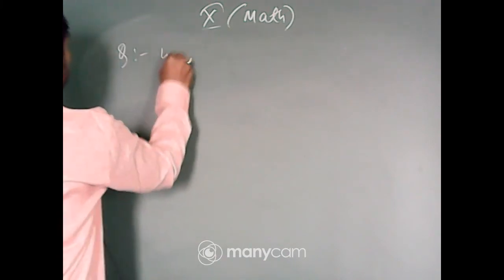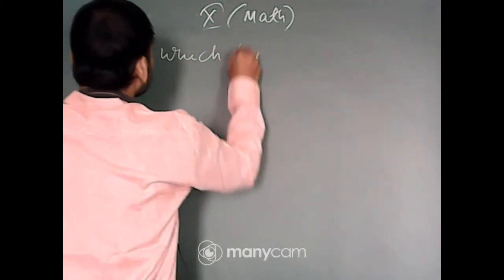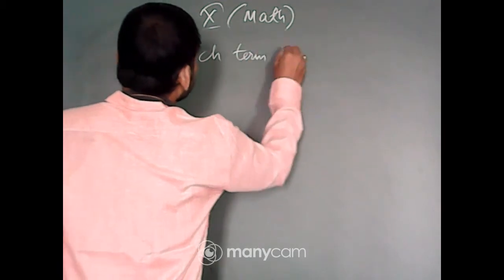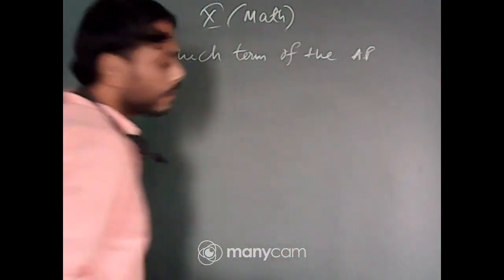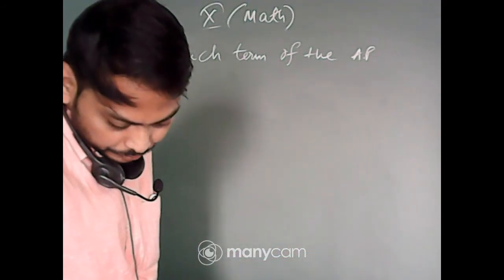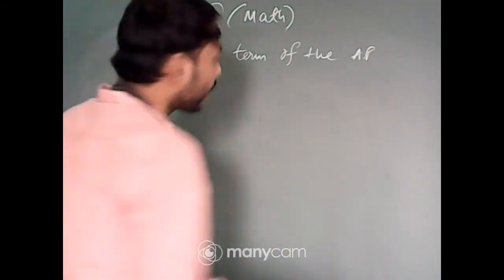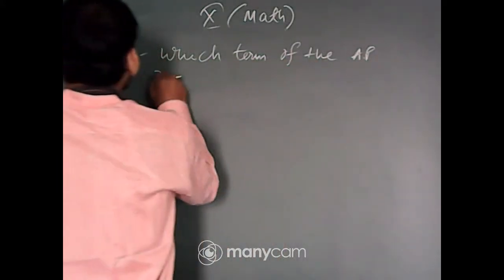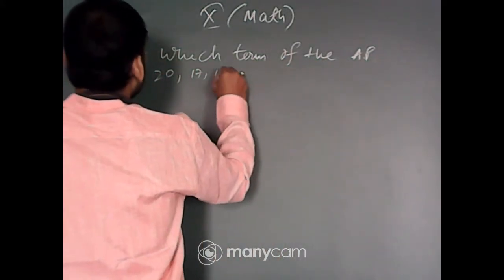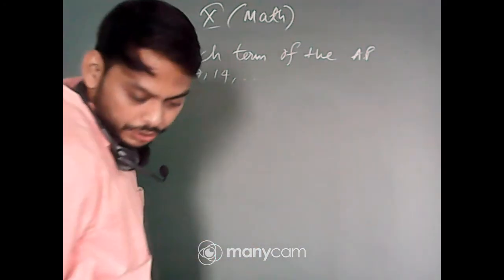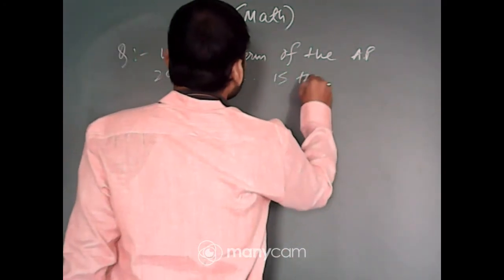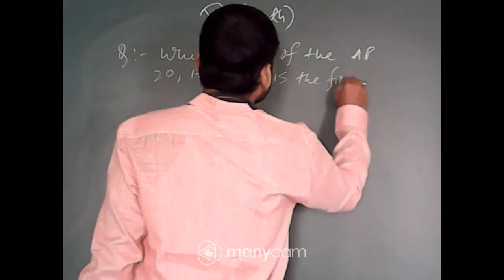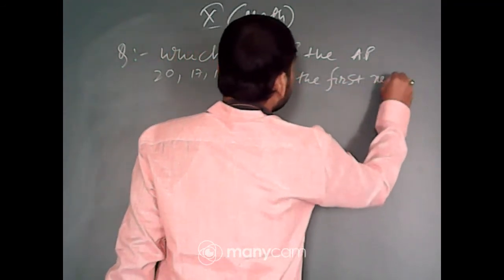Which term of the AP 20, 17, 14 and so on is the first negative term?